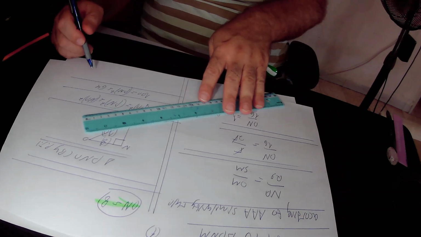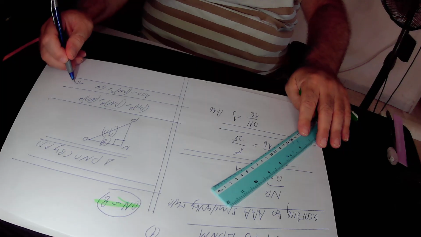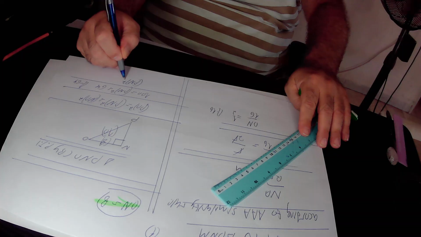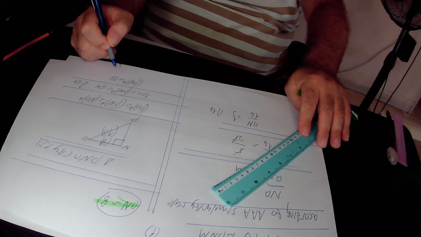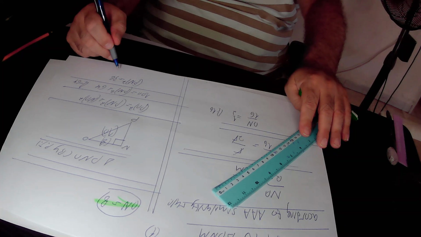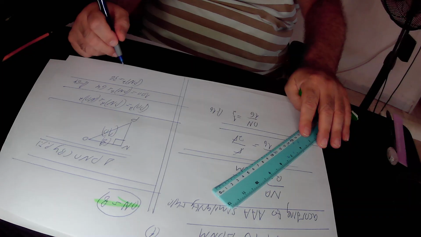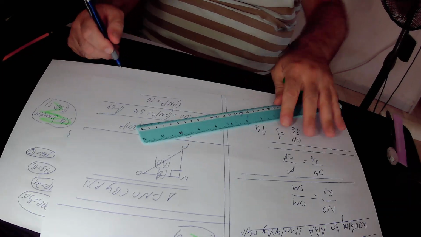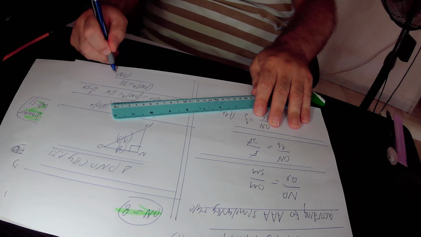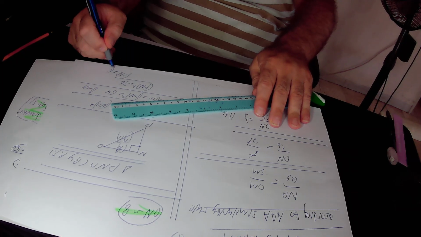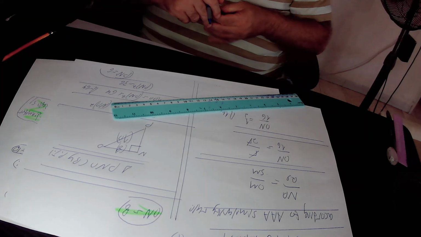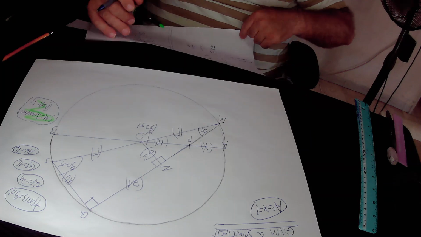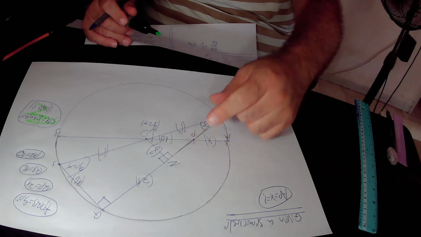Here we subtract 64 from this equation, and you get that PN squared equals 100 minus 64, that is 36. So PN squared equals 36. Here we take the root of this equation, and finally you get that the missing side PN is equal to the square root of 36, that is 6. So we found that the length of this missing side PN is equal to 6 units.